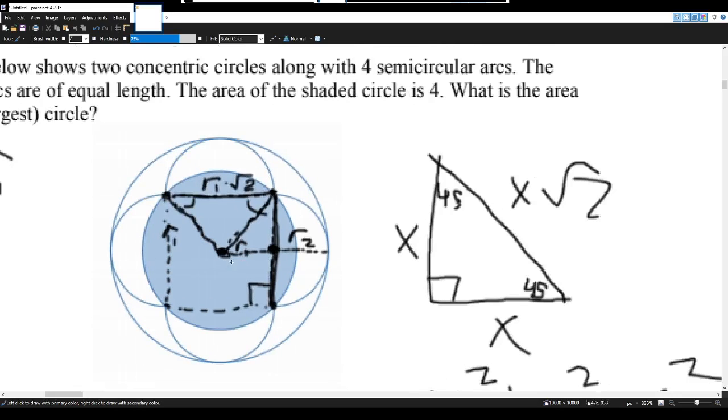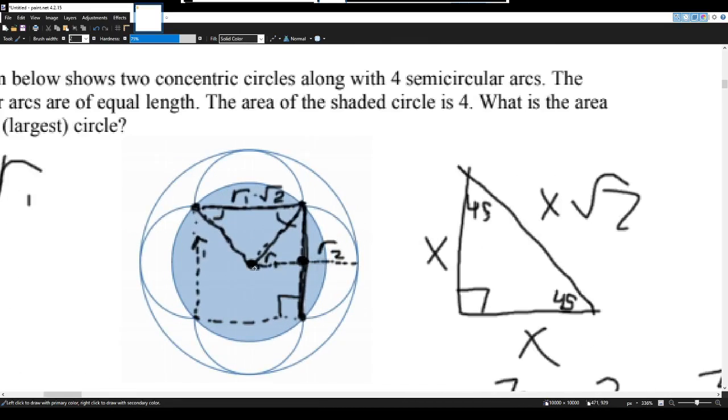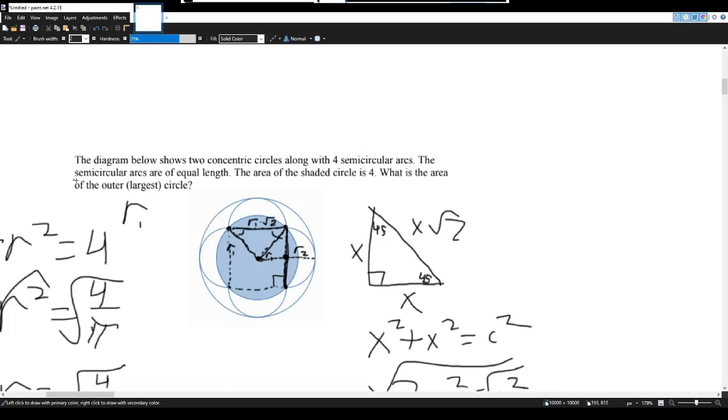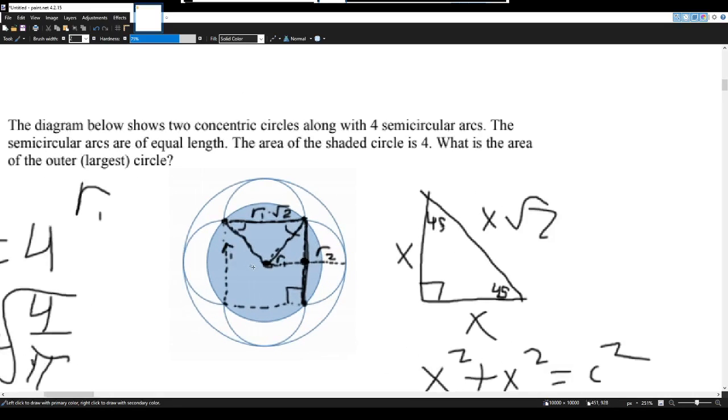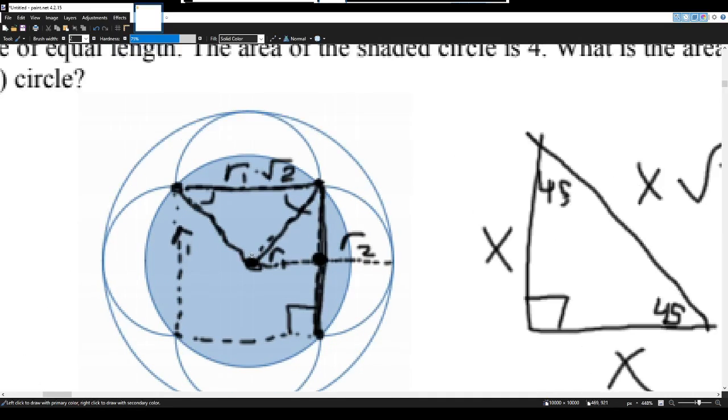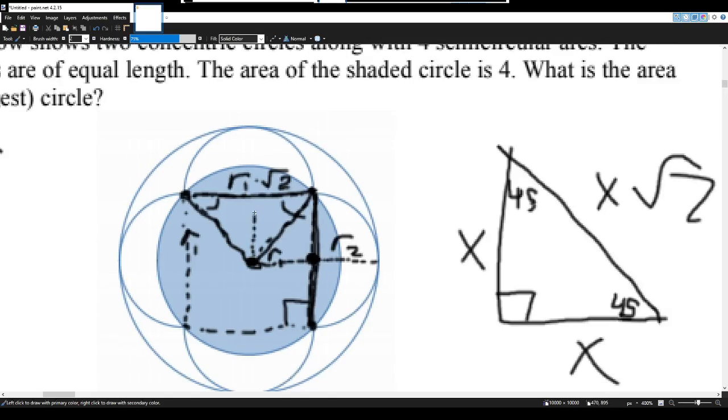So now we have to find this distance right here, because if we do this distance plus R2, then we have the biggest radius, right? And that's pretty much what we want, because once we get that, we can find the area. So what's this distance? Well, same thing as here, really. This is 90 degrees, and we're cutting it in half. So this actually becomes 45. We know this is 45.